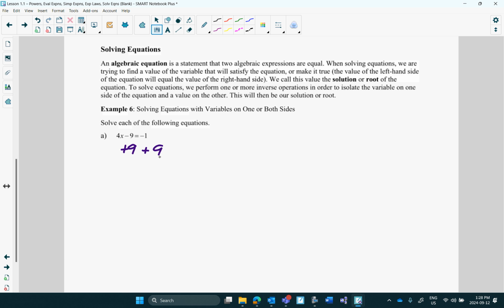What does the equation look like after I do that? 4x equals 8. And now, x is equal to 2. Good. Double check that. Okay, so that's a two-step equation, variables on one side.